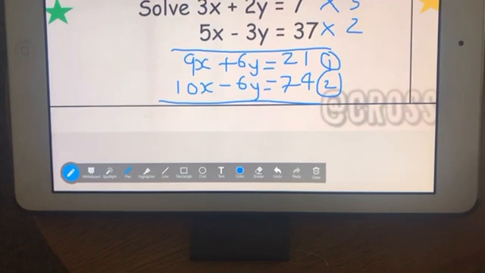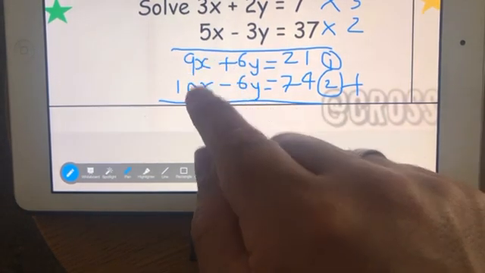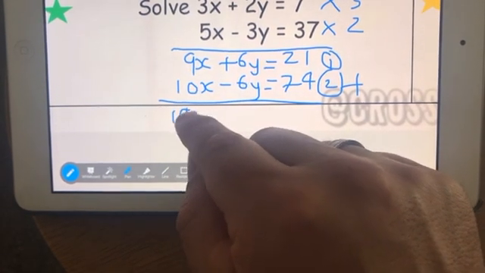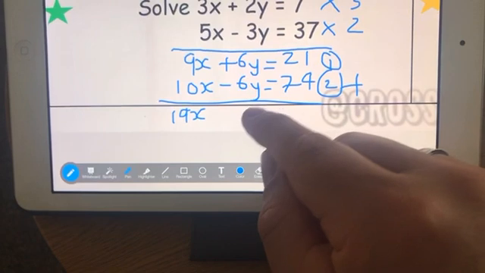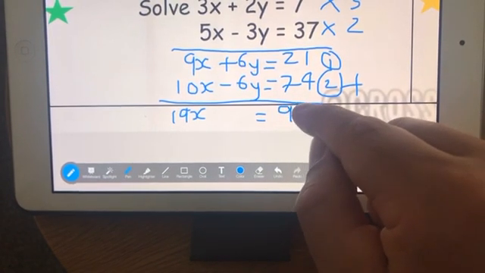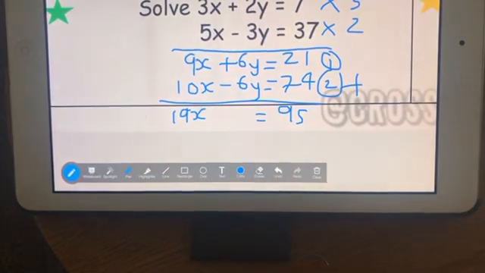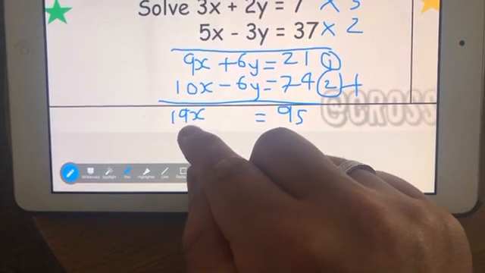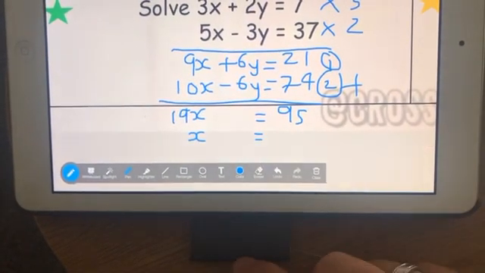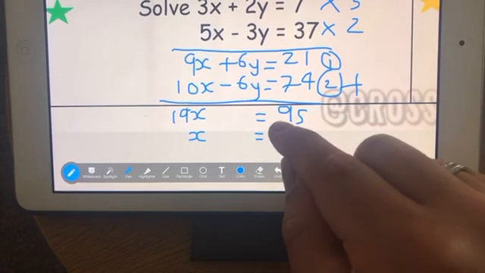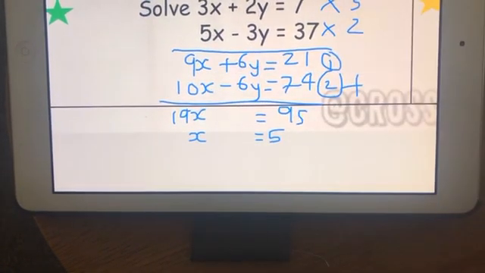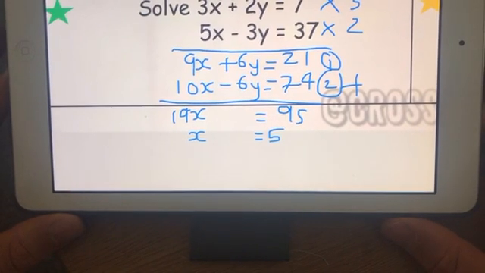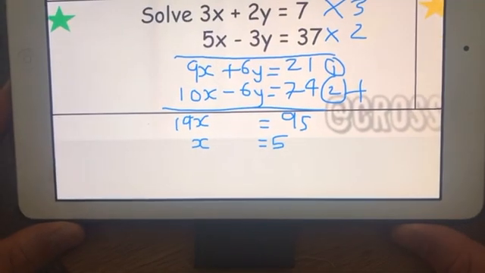I'm going to add them together, because what will happen is if I add them together, the plus 6y and the minus 6y will just cancel out. So 9 plus 10 is 19. That cancels out. 21 plus 74 is 95. Now, what you'll normally find is that this will go into that a certain amount of times. If I divide through by 19, you'll find 19 goes into 95 5 times. So my x value is 5. Once you've done that and you found x, you're halfway through the question.